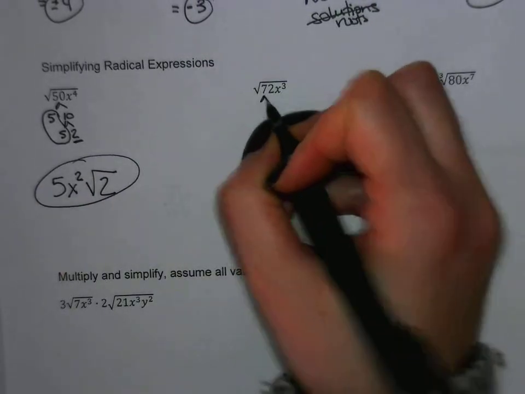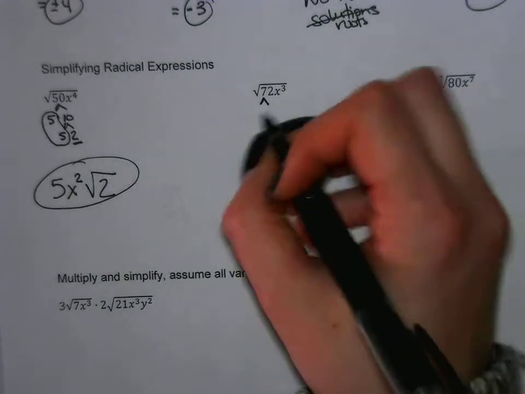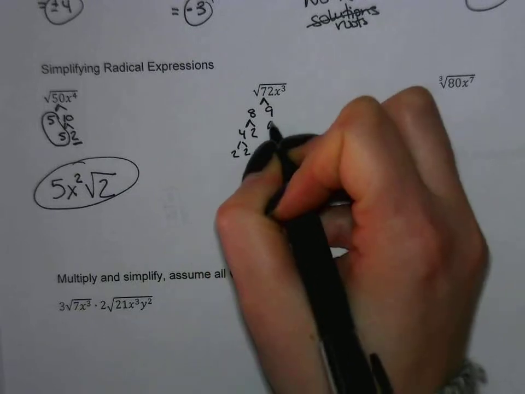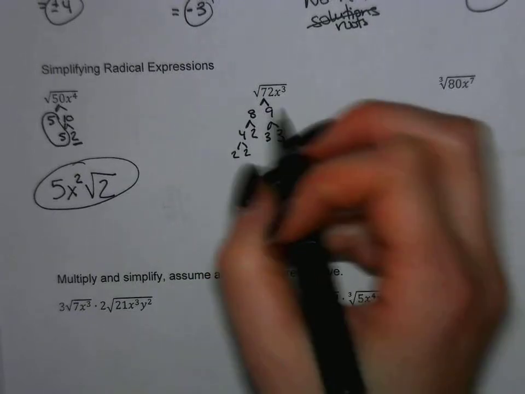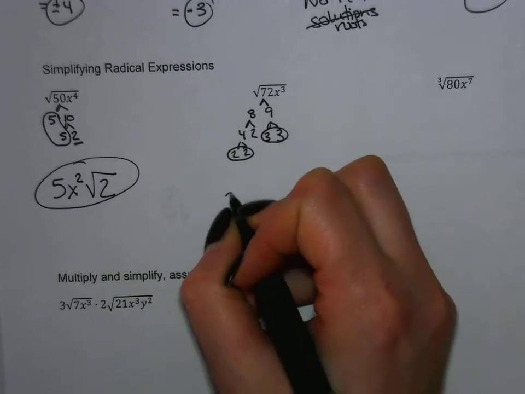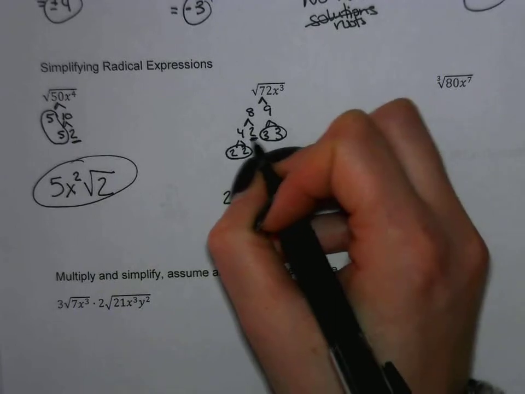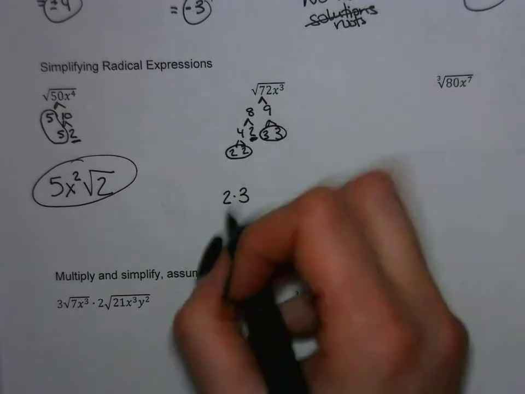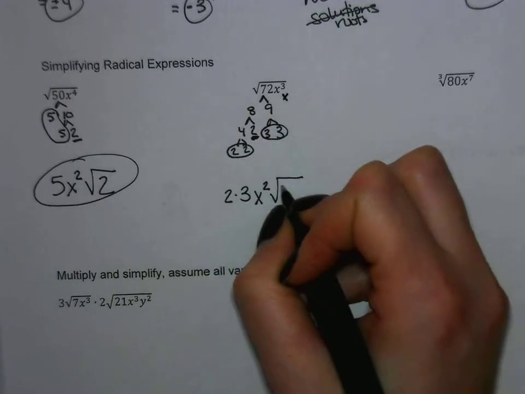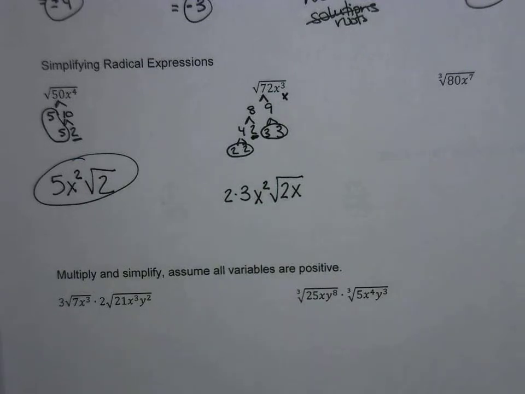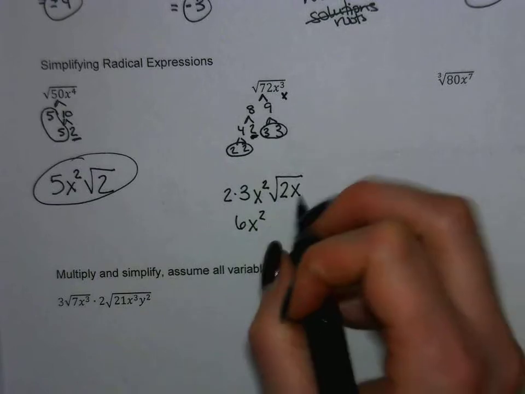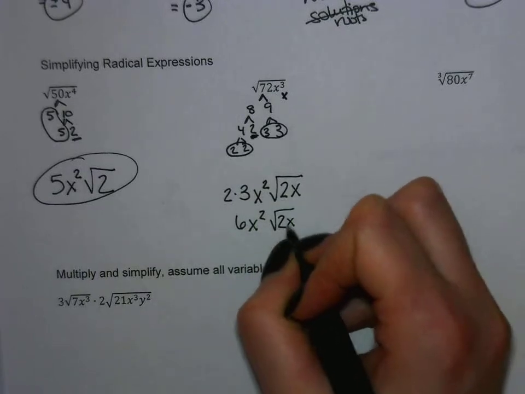So here's 72, which is 8 times 9. So 4 and 2, 2 and 2. 9 is 3 and 3. So we have one group of 2's that we can take out, one group of 3's. So 2 times 3. We have a 2 left over. And we have one group of x's we can take out, but we still have one x left over. So we have a 2x still under our square root. So to simplify this more, 2 times 3 is 6. So we have 6x times the square root of 2x.